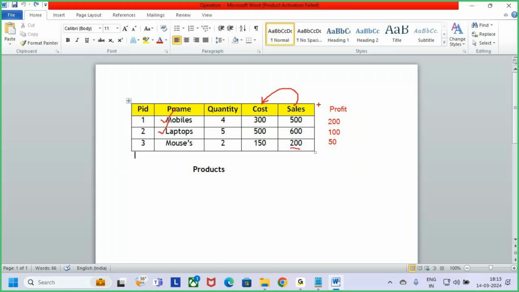So what I'm finding here is the profit the shopkeeper is getting by selling one mobile phone, one laptop, and one mouse. To find out the profit, I'm going to subtract the cost column values from the sales column values. When I do that, I'm going to find out the profit. So in these scenarios, you can use the subtraction operator.